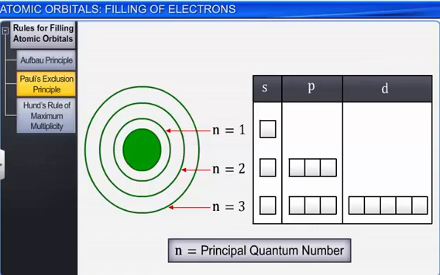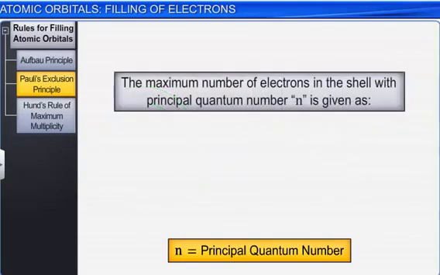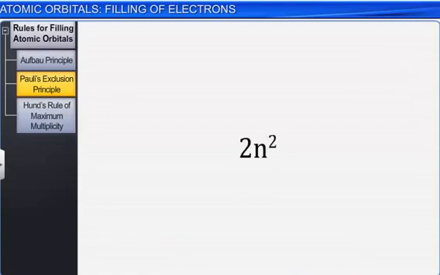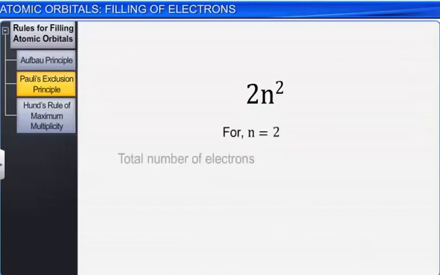This principle has an immense value as it gives the maximum number of electrons that can be accommodated in a shell, which is equal to 2n square. For example, if the value of n is 2, the total number of electrons can be calculated by substituting the value of n into 2n square, which is equal to 2 multiplied by 2 square, which is equal to 8.